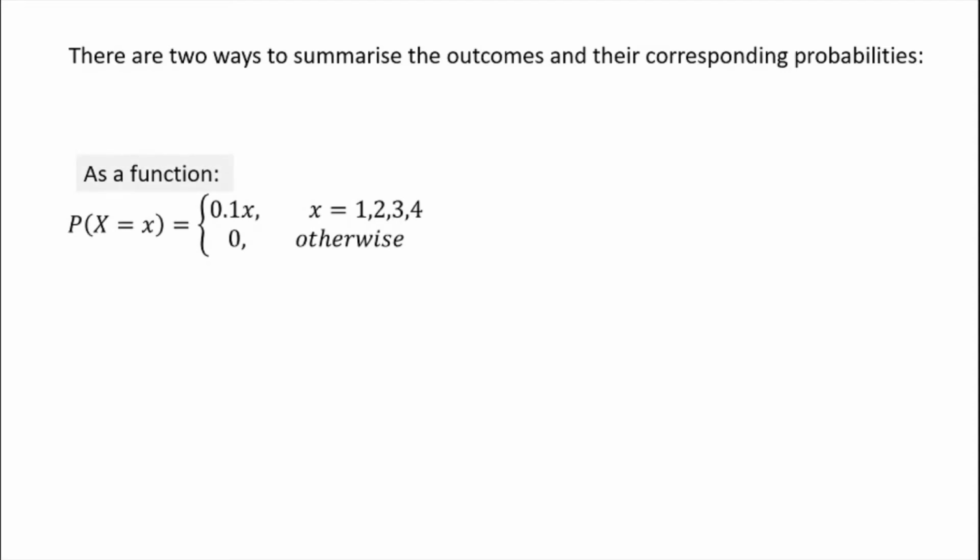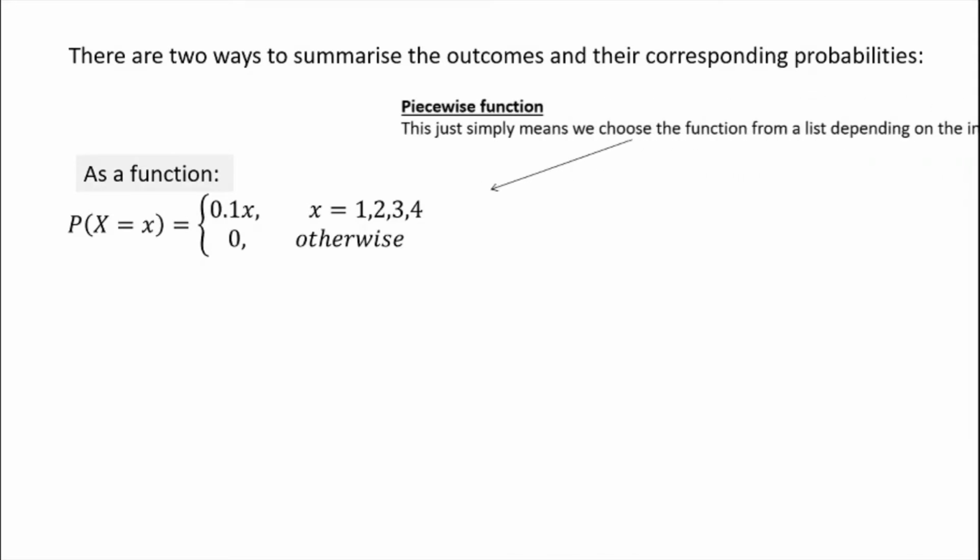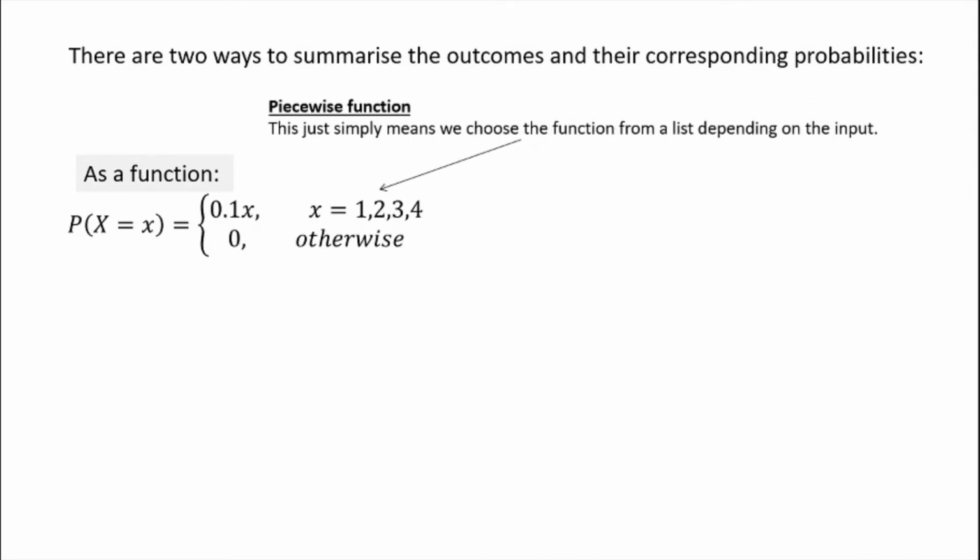So here I have a piecewise function. What that means is that there's two different rules, or there are multiple rules. In this case, there's two. We'll use the top one for the values shown in the top row, so that's X equals 1, 2, 3, and 4. And we'll use the bottom one, which is actually just 0, for all of the other values. We write the phrase otherwise for all of the other values.